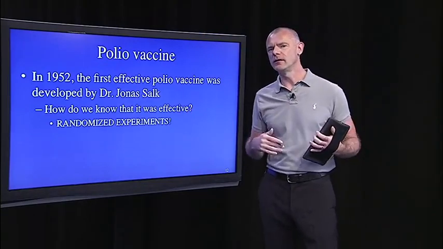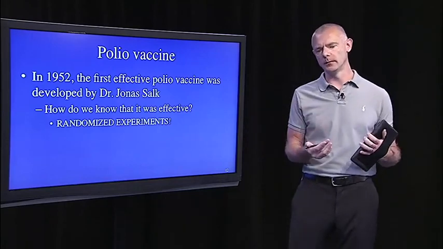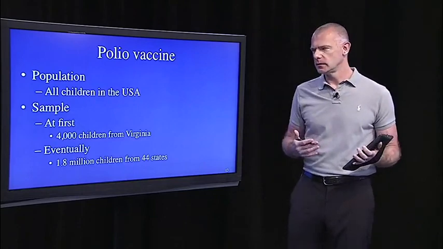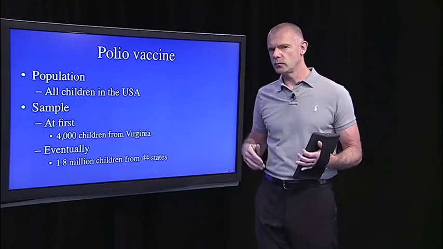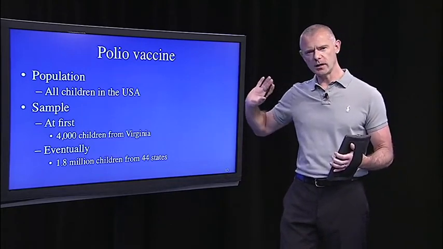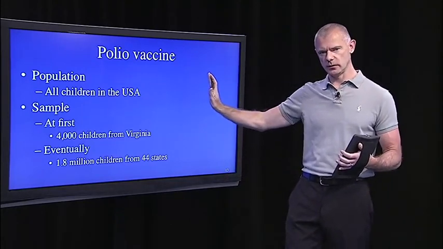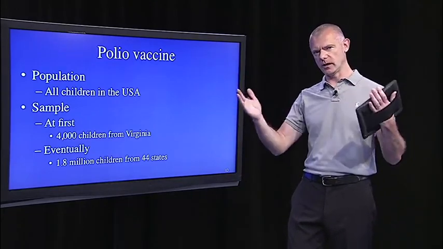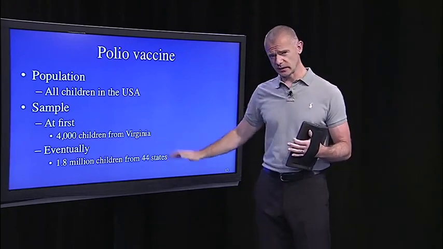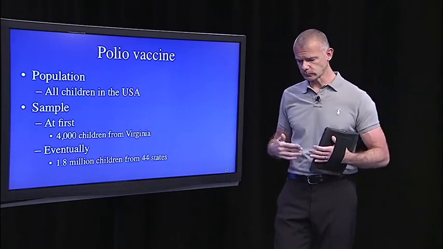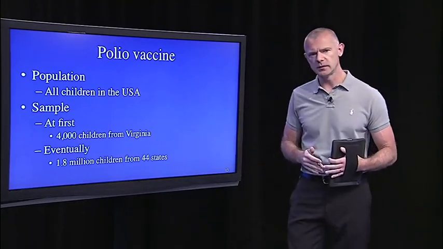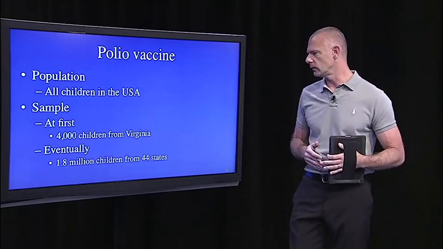Well, we know they were effective because of randomized experiments. And the way those experiments worked was in the following manner. First, what's our population, what's our sample? As I said, the population was, we want to generalize to all children in the US. I mean, ultimately, we want to generalize to all children across the world. But in these first sets of studies with the Salk vaccine, this is funded by the US government. So the population, we could consider it to be all children in the United States.